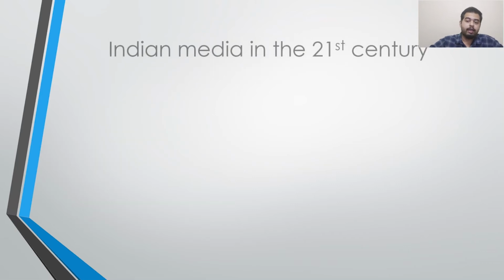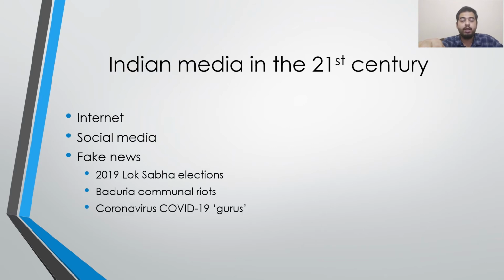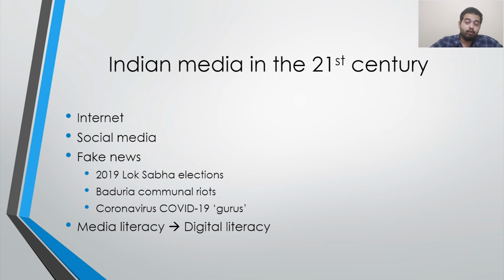Now coming to my next slide, the Indian media in the 21st century. The 21st century marked the popularity of the internet and accordingly social media, which hugely contributed to the boom in the fake news industry. A recent instance where fake news created a huge impact on our society can be found in the 2019 Lok Sabha election, which is also mockingly called the WhatsApp election, because the amount of fake news that spread over social media at that time created an effect on our society.